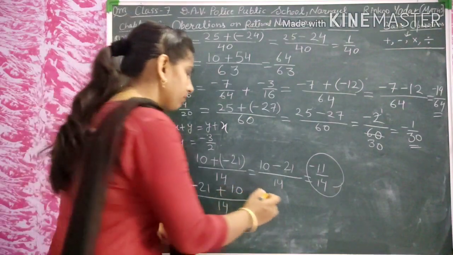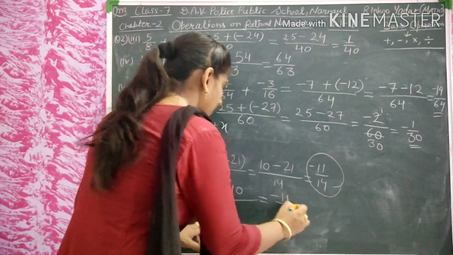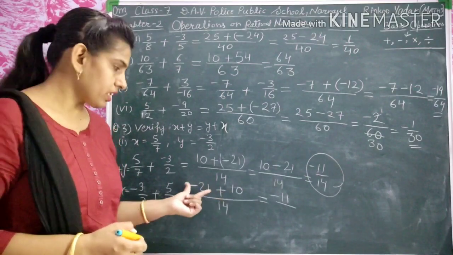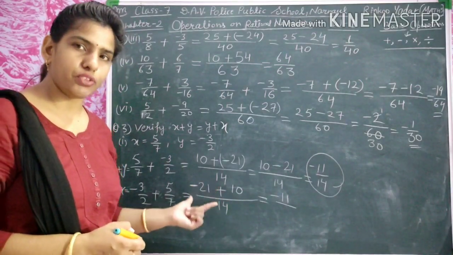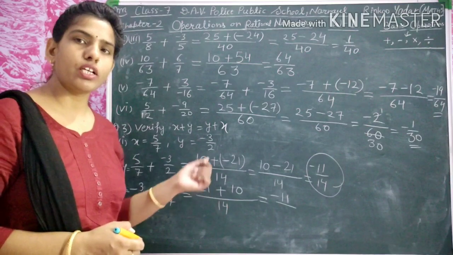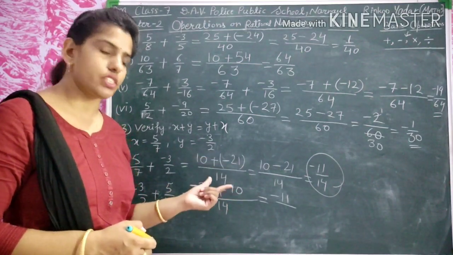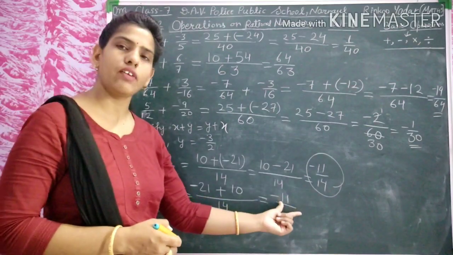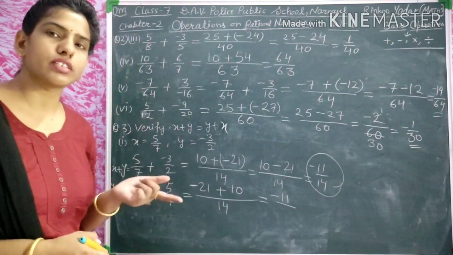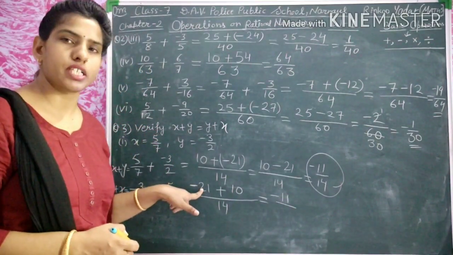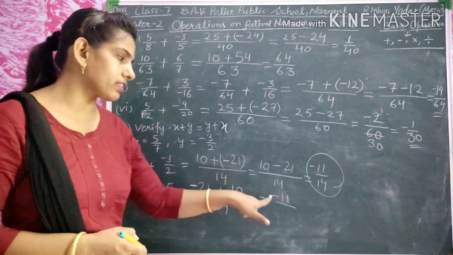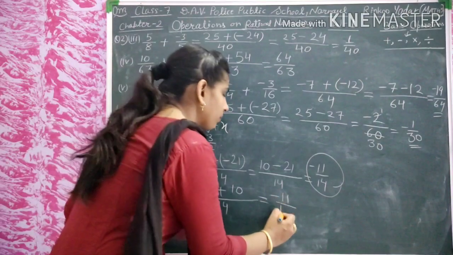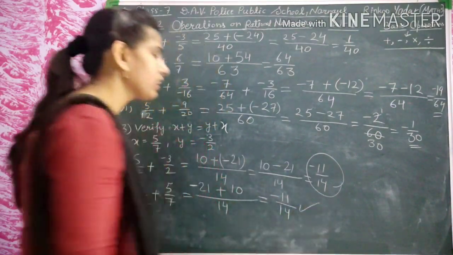Minus 21 plus 10, we will get minus 11 because there are different signs. If there are different signs, we solve it as a difference. 21 and 10, what is the difference here? That is 11. And what will the sign be? The sign of the greater number. The greater number's sign is minus. It means there is a minus sign, and the denominator is 14. That is the answer here.